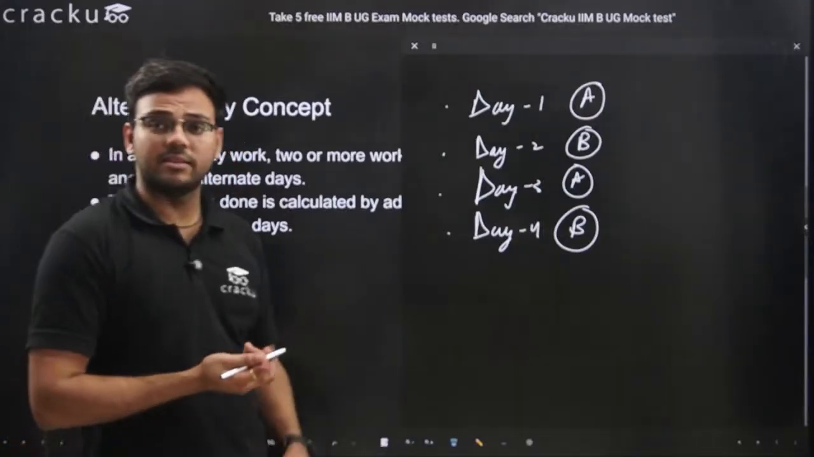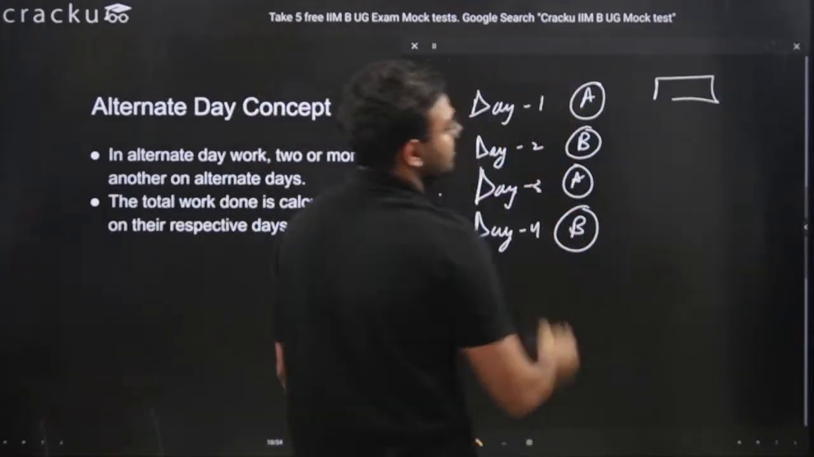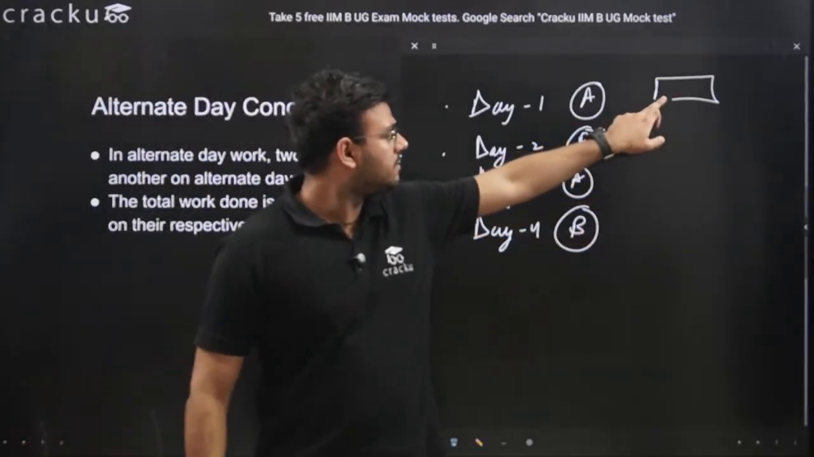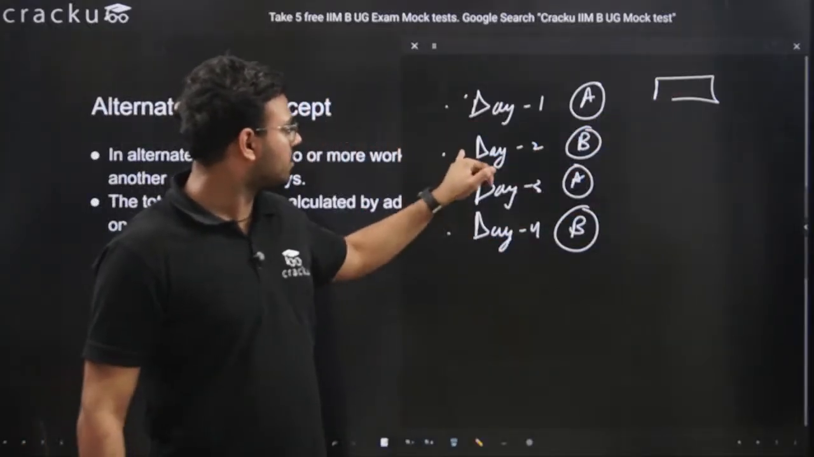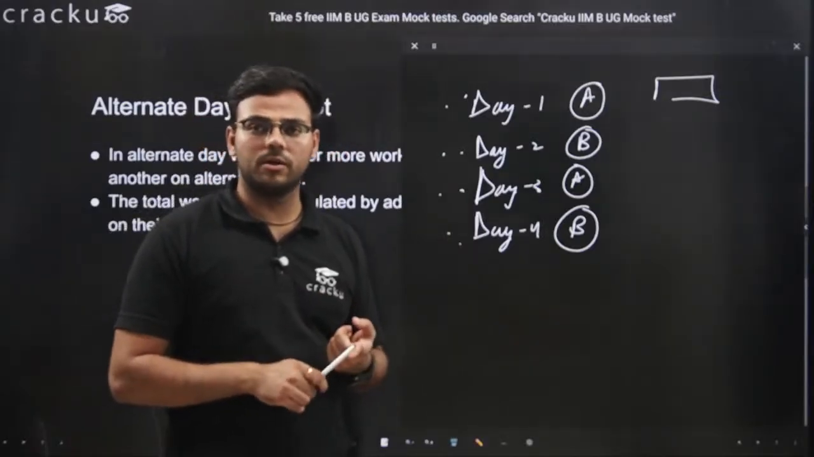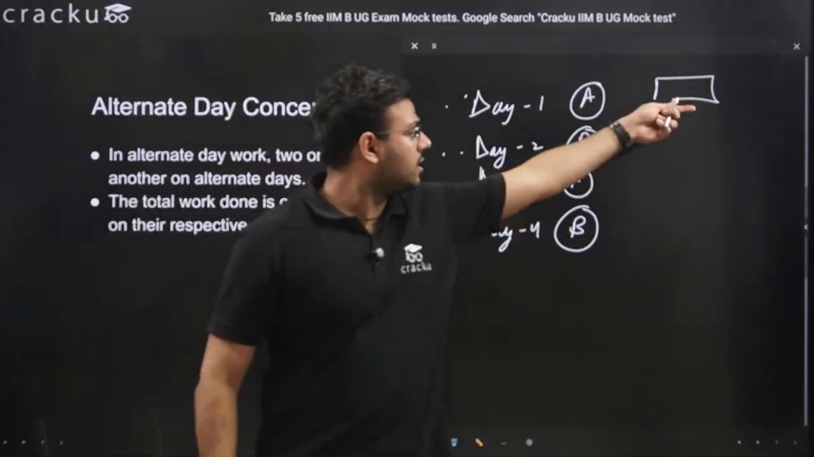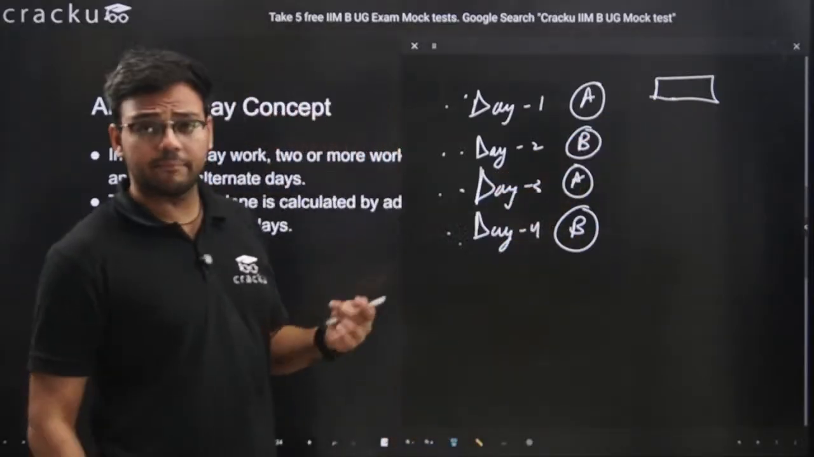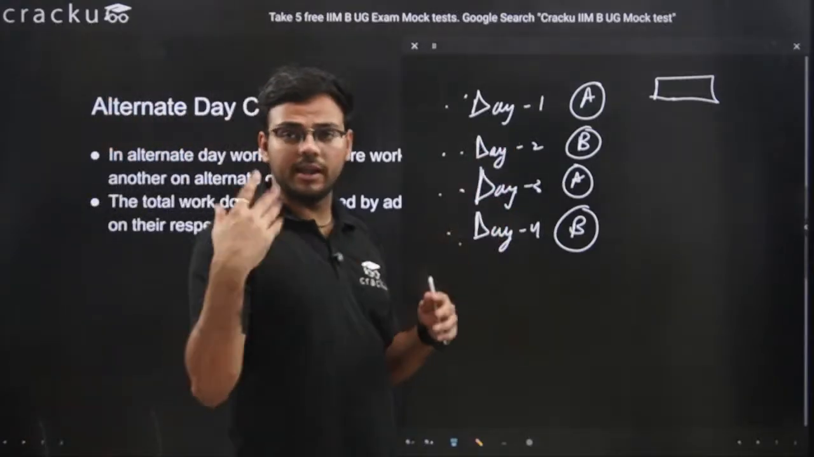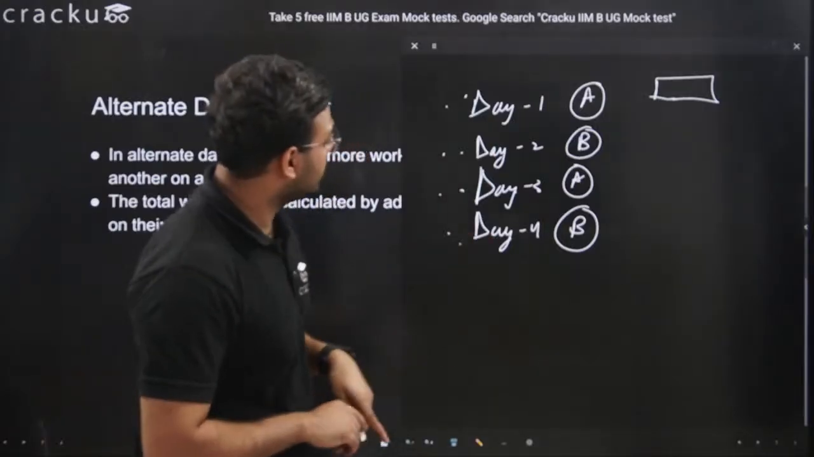So what is happening in this case? Let's say this is the job which needs to be done. For this work, both A and B are working together. You can see A is also working for doing that job, and B is also doing some work related to this. But what is happening? They are not doing it on the same day. They are doing on individual days. So on first day only A is doing, then second day only B is doing. So they are working alternately.